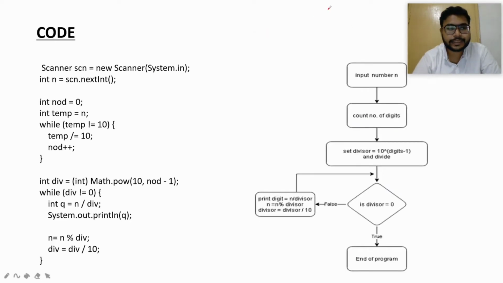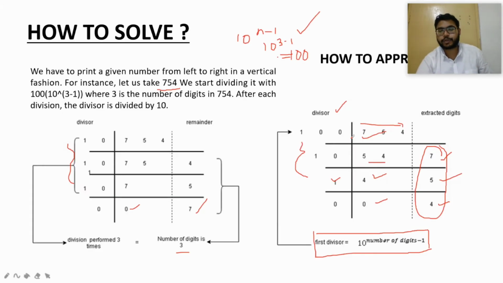Next, let us see the code. Before the code, we see the flowchart. In the chart, what we have done is we have just taken the input. We count the number of digits present in the input. When we count the number of digits, to get the first divisor we compute 10 to the power digits minus 1. In the last example, we took 10 to the power 3 minus 1 and got 100 as our first divisor.